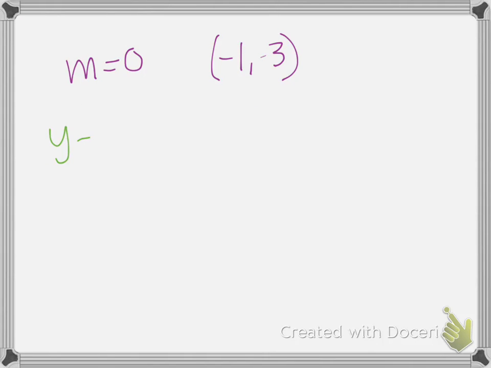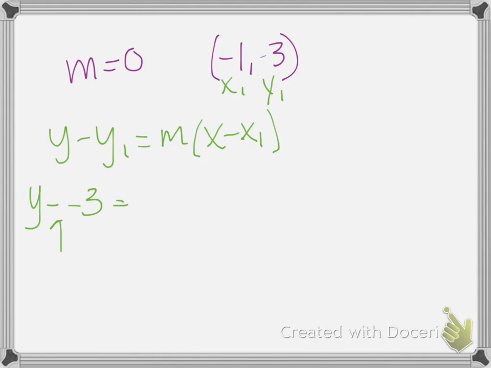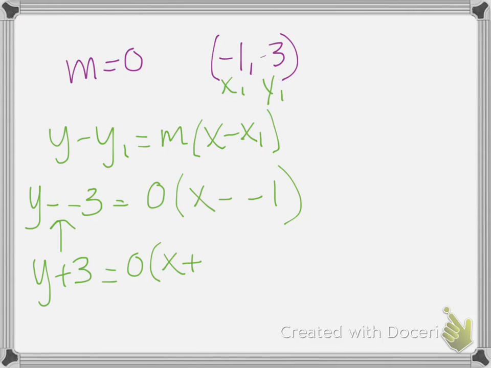Okay, so y minus y1 equals m times x minus x1. So we're just plugging this in: my x1, y1, and slope. So y minus my y1 is -3. Okay, do not leave off a negative. It's minus a negative here. My slope is 0. x minus my x1 is -1. Two negatives should make a positive, so this will change to y plus 3. Two negatives make a positive, so that will change to x plus 1.